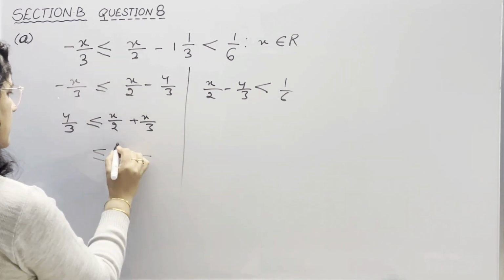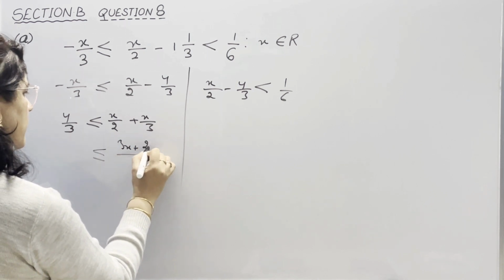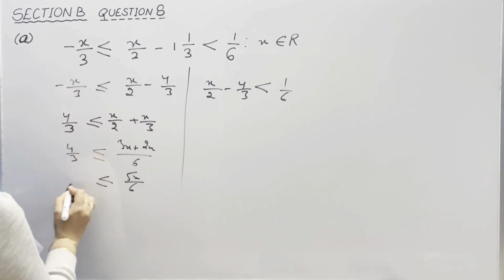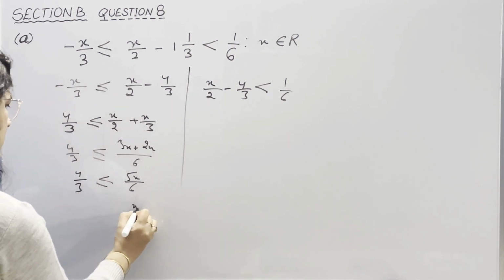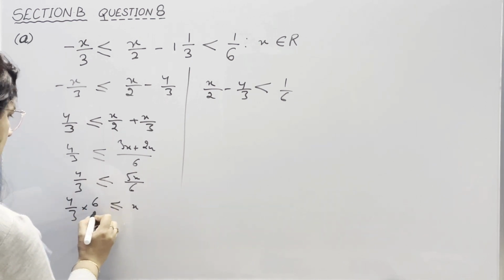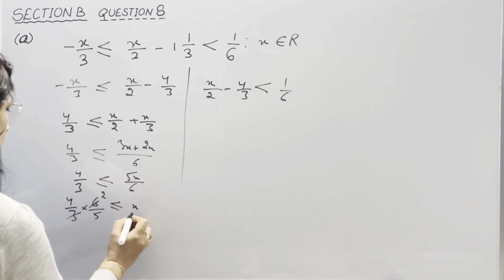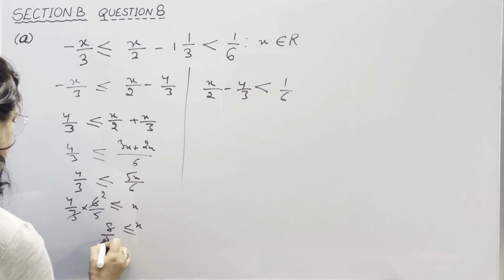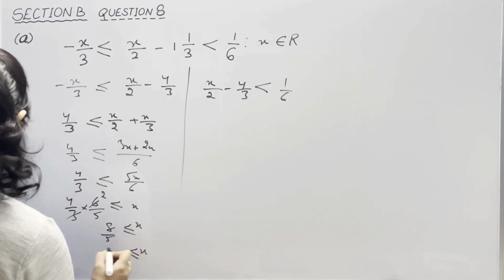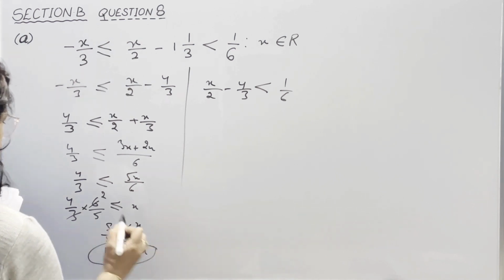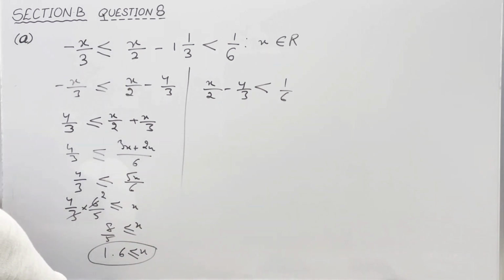Here the LCM is 6, 3x plus 2x, 5x upon 6 is less than or equal to 4 upon 3. So x is 4 upon 3 multiplied by 6 and divided by 5. So x is greater than or equal to 8 upon 5. It means x is greater than or equal to 1.6. This is our first value. x is greater than or equal to 1.6.